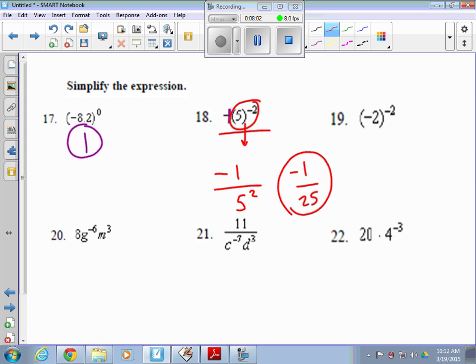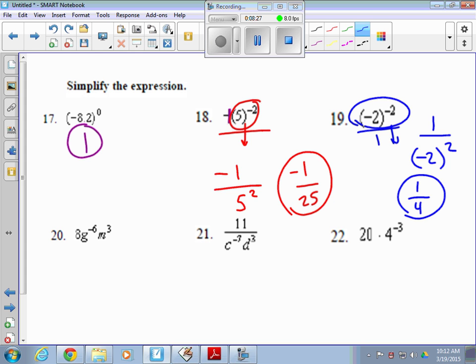This one says negative 2 to the negative 2 power. Again, ride the elevator. This goes down since it's raised to the negative power. 1 over negative 2. That doesn't change. That stays negative. But this one does. It becomes positive. So negative 2 times negative 2, it's not going to make a difference, is 1 over 4. It's your simplified answer.